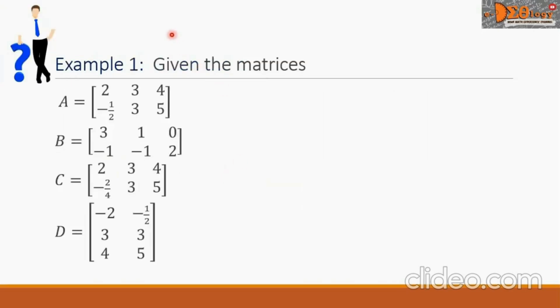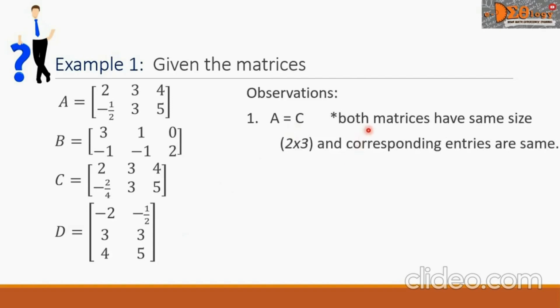Let's have example 1. Given four matrices, capital A, capital B, capital C, capital D, we're going to compare this matrix A to the three other matrices. Number 1, matrix A is equal to matrix C. Both matrices have the same size, that is 2 by 3, and corresponding entries are the same.